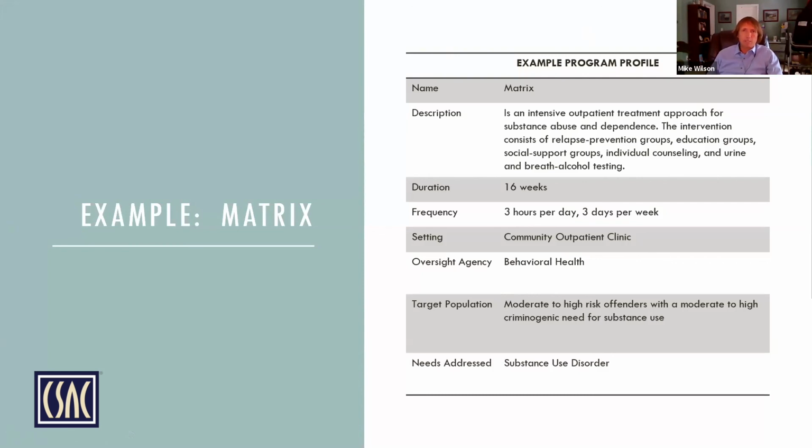This is actually an evidence-based program, which we'll talk about in our December session. It gives you an idea of pulling all this information together. You have a very quick summary of this program: the name of it, a description of the program, who's being served by that program, what their needs are. This quick summary doesn't include the budget information, and we don't have the capacity or population information in here, simply to save space.